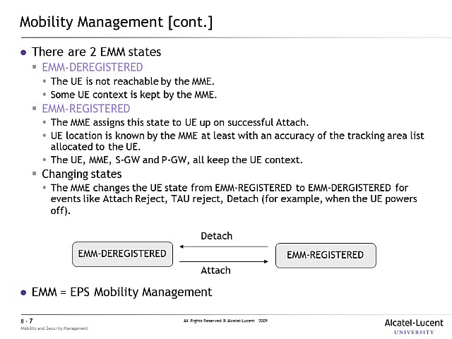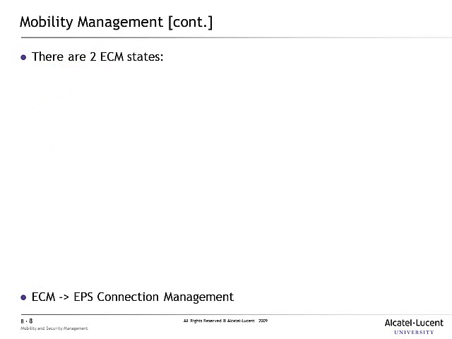Obviously, if this attach was to be rejected, or if you were to perform a detach, then you get pushed back into the EMM deregistered state. You pretty much can't do much when you're in the EMM deregistered state. The next set of states, now the EMM, are related to mobility management.